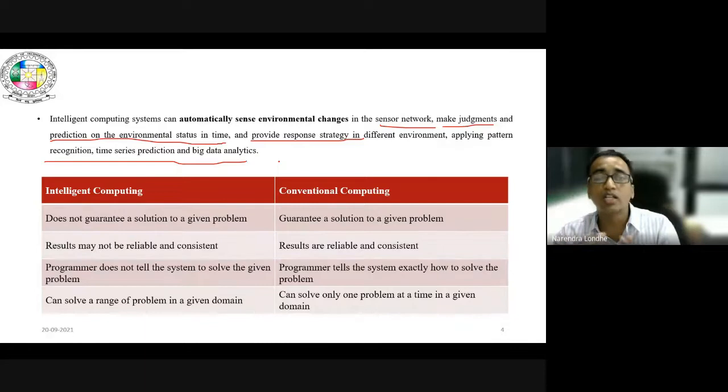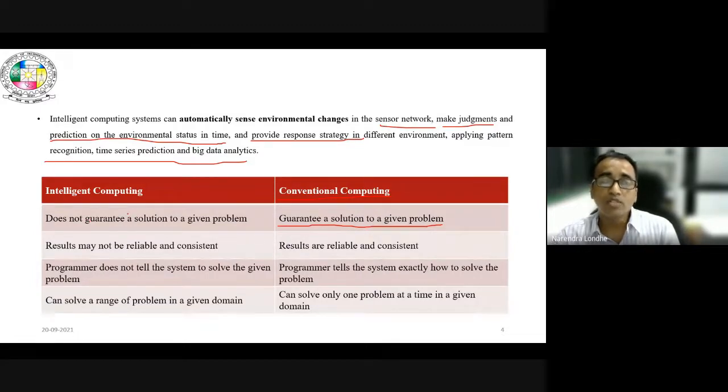So this is how the intelligent computing system works, right? Now we have to understand exactly what the benefits of this intelligent computing are. First, in conventional computing, we are very sure that we have a guarantee of a solution to a given problem, because I know that if I give this input, according to that mathematical model, this output is going to be generated. So the solution is guaranteed there. While in the case of intelligent computing, the computer has to learn. It has to take the decision on its own intelligence.